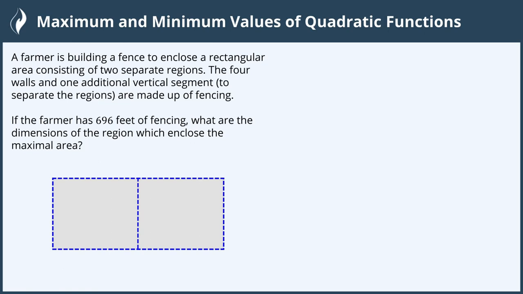Hi everyone. In this video, we will maximize values of a quadratic function. A farmer is building a fence to enclose a rectangular area consisting of two separate regions. The four walls and one additional vertical segment to separate the two regions are made up of fencing. If the farmer has 696 feet of fencing, what are the dimensions of the region which enclose the maximal area?